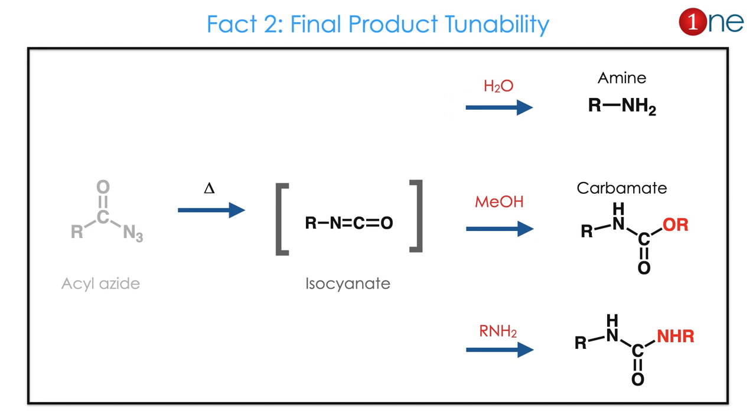Then the second fact is final product tunability. The isocyanate is the intermediate. You can tune the product based on the next reagent. If you use water, you have amine. If you use methanol, you have carbamate. If you use amine, you have urea. So you can tune the product by the second reagent.